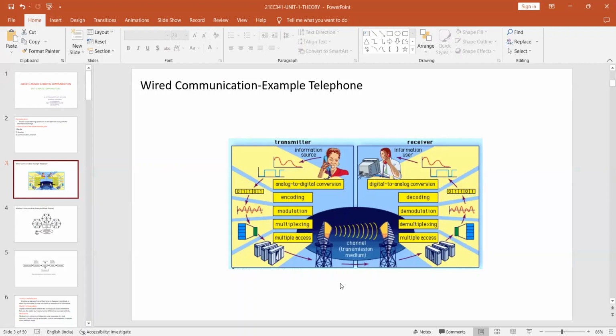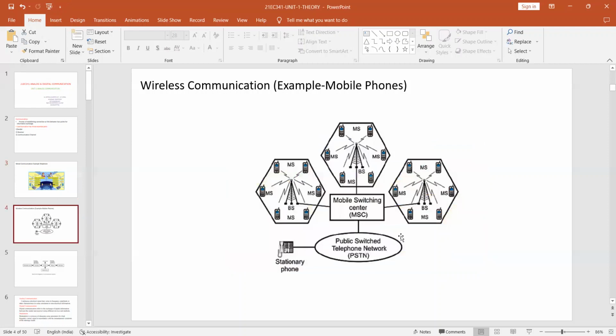Then, due to some advancements in engineering, we went for wireless communication, which is what we use now. What is the difference between wired and wireless? Comparatively, the speed and the data rate are high for wired communication alone. For mobility and easy handling, we go for wireless communication. The best example of wireless communication is our mobile communication.